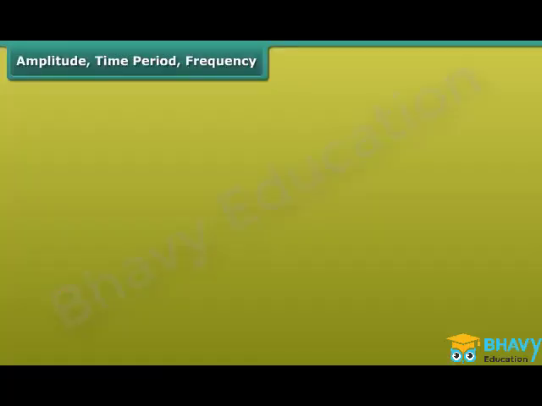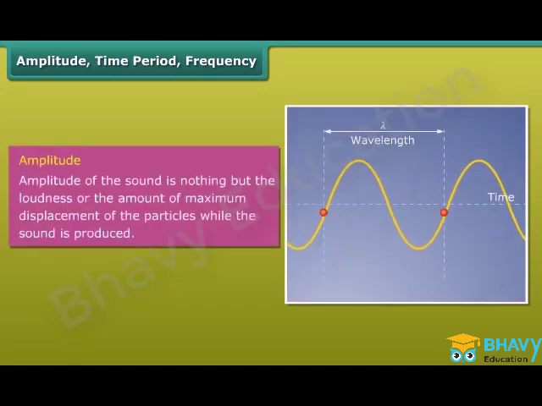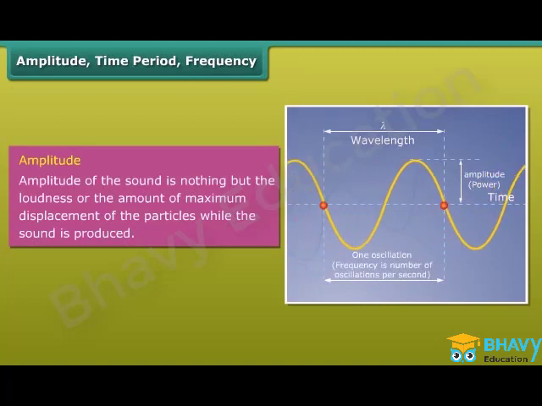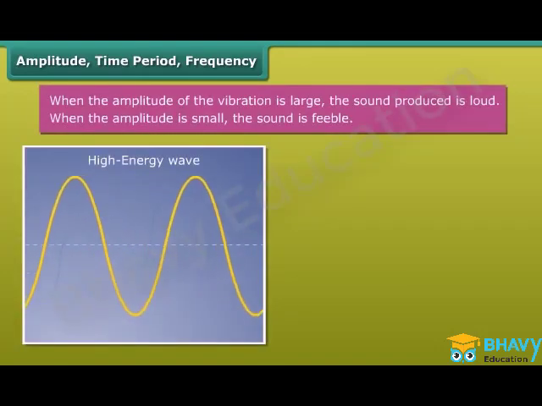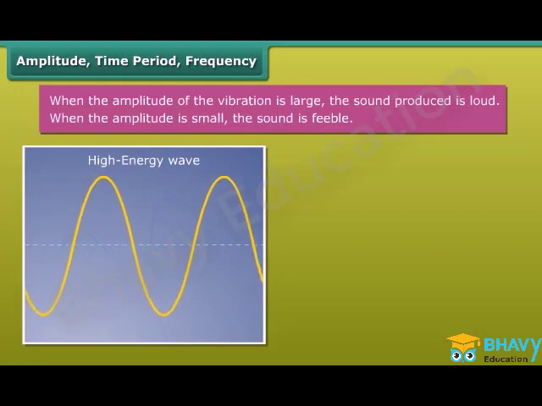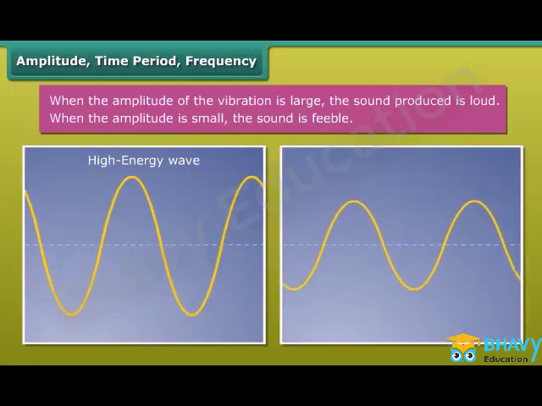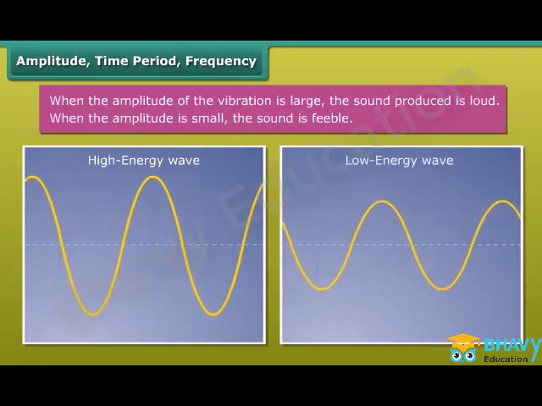Amplitude, time period, frequency. Amplitude. Amplitude of the sound is nothing but the loudness, or the amount of maximum displacement of the particles while the sound is produced. When the amplitude of the vibration is large, the sound produced is loud. When the amplitude is small, the sound is feeble.